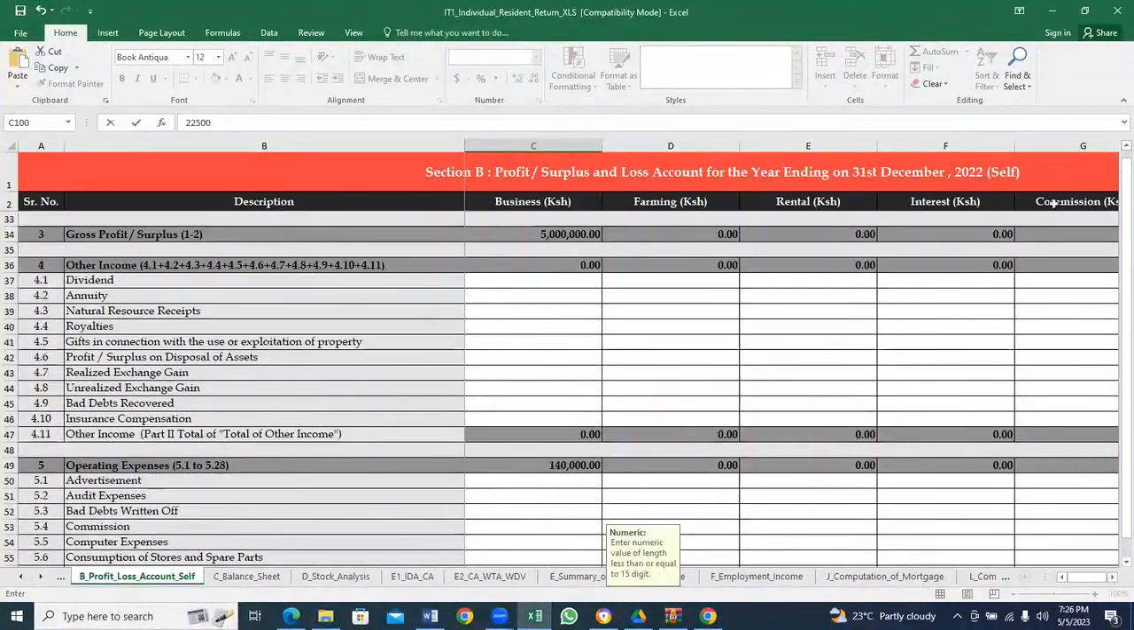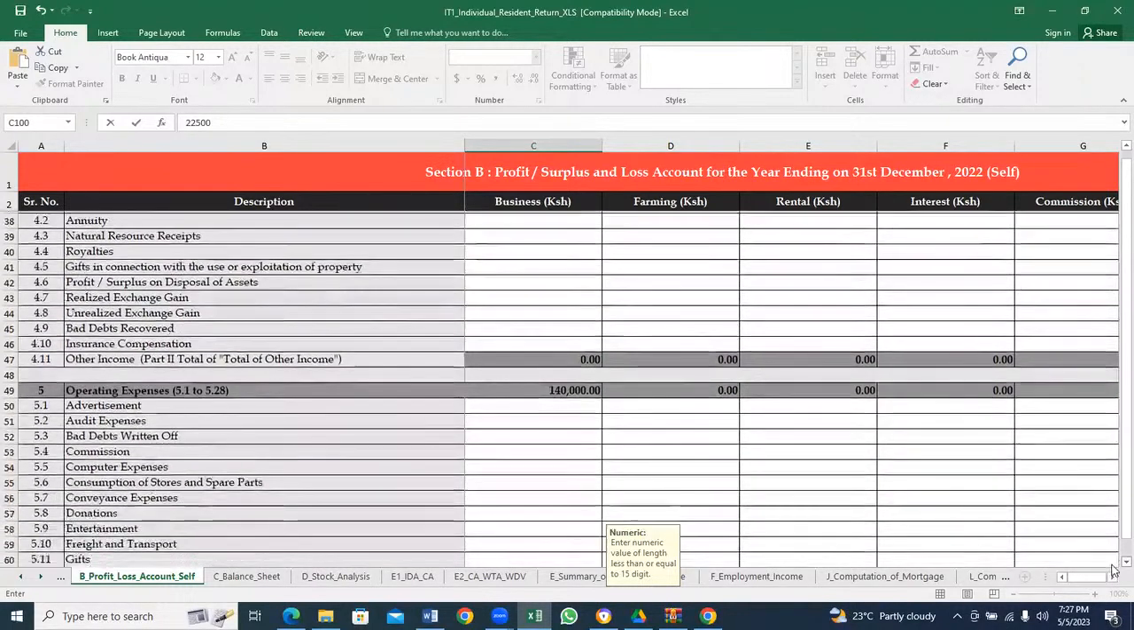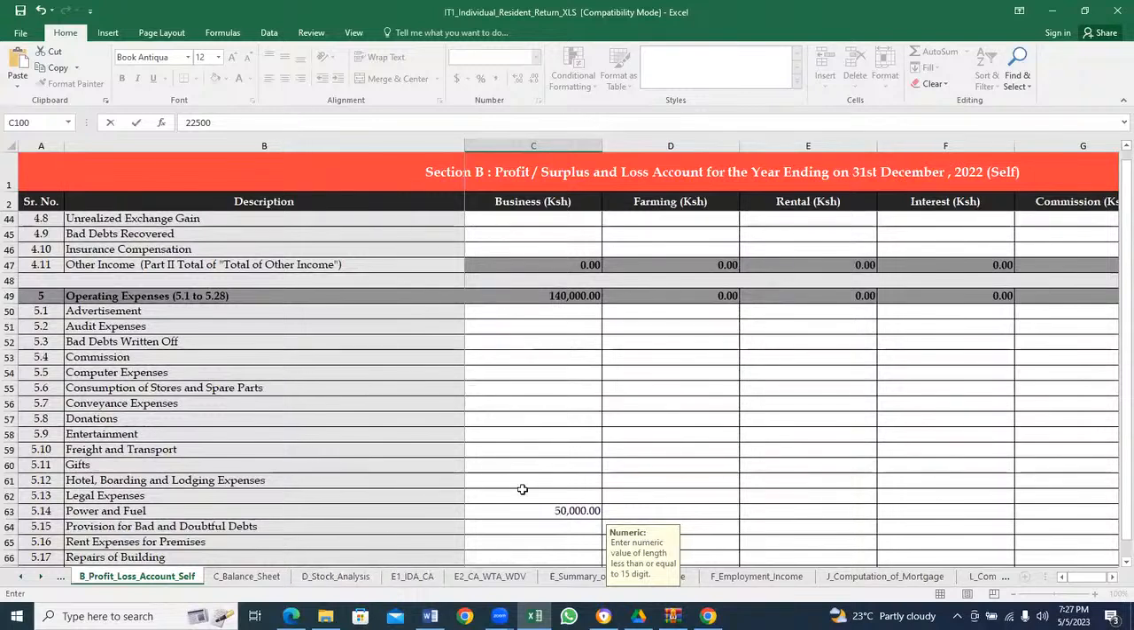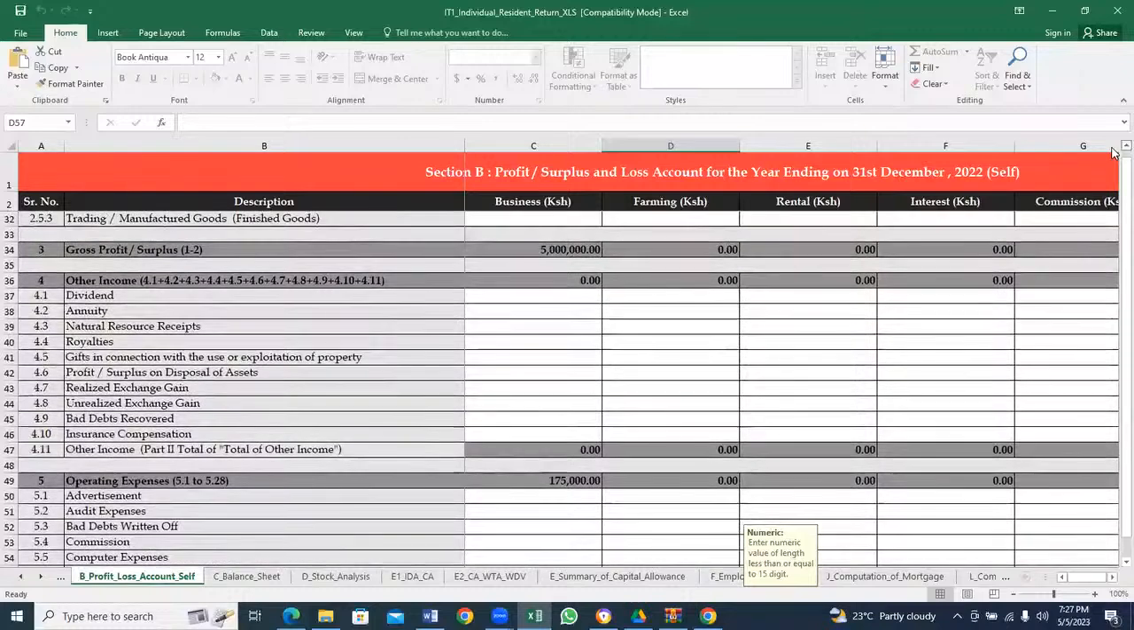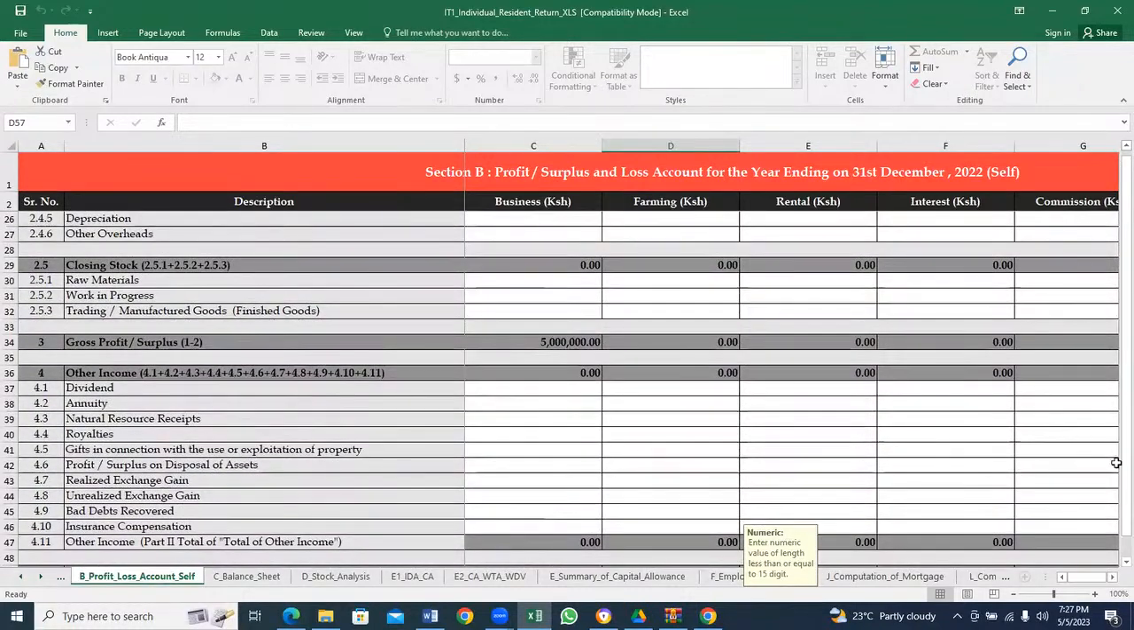So come and look for them. Legal expenses iko hapa 35,000. Na nimemaliza na expenses hivyo. You can see nimemaliza expenses such that now your total expenses to be deducted against the 5 million.